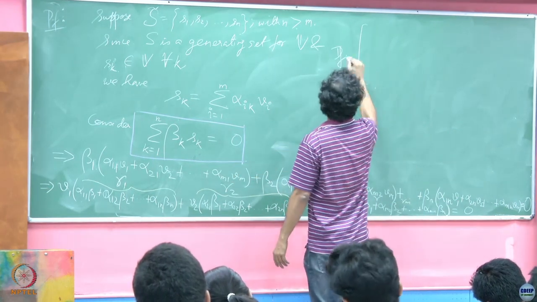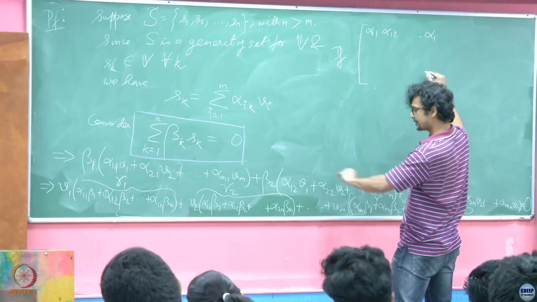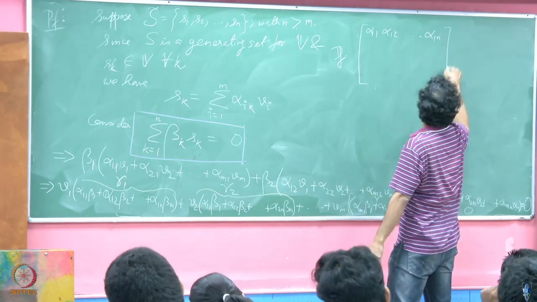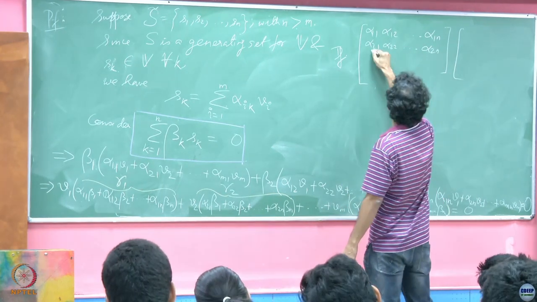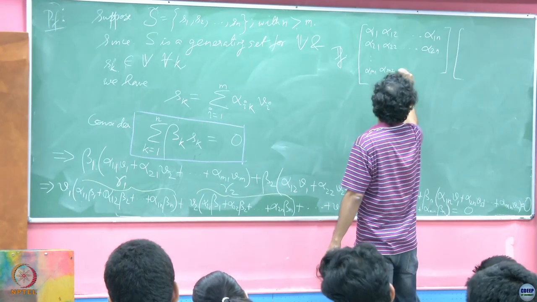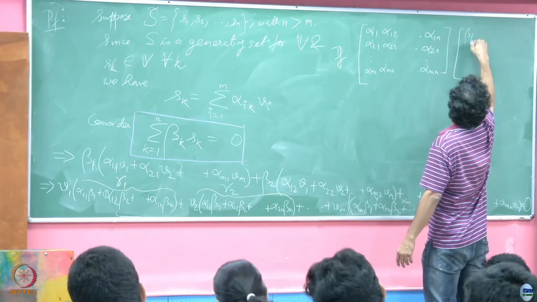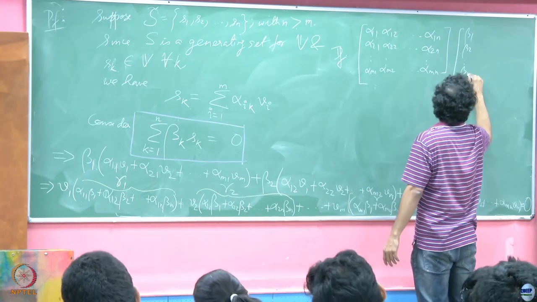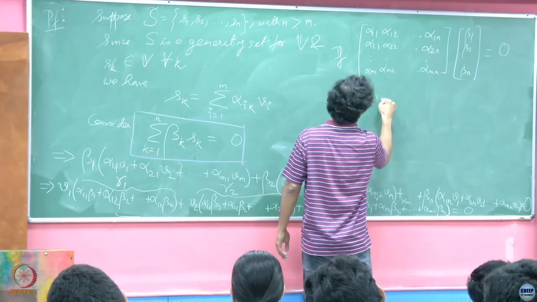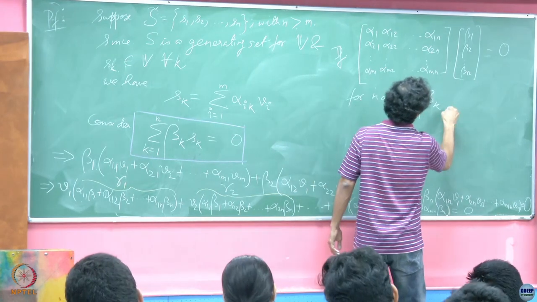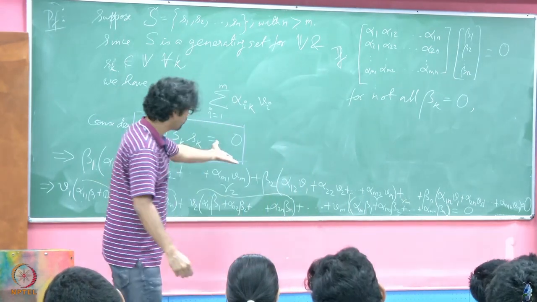If the matrix with rows alpha 1 1, alpha 1 2, up to alpha 1 N, alpha 2 1, alpha 2 2, alpha 2 N, down to alpha M 1, alpha M 2, alpha M N, times beta 1, beta 2, up to beta n, is equal to 0 for not all beta k equal to 0, then what have I just shown? Exactly what I wanted to show.